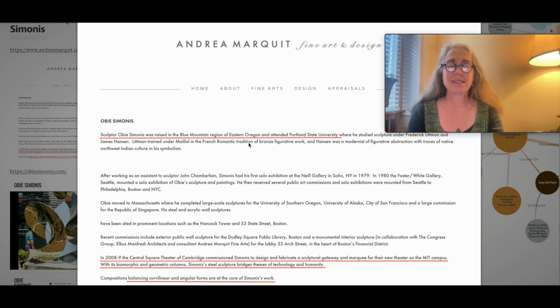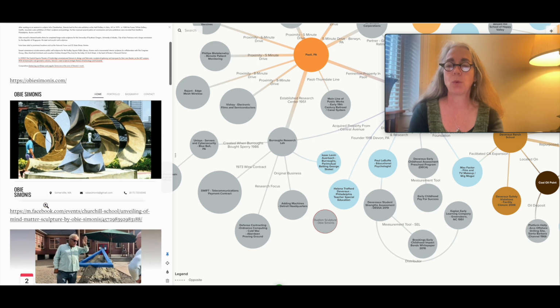And this gallery talks about him, Simonis, getting a commission in 2008 for the Central Square Theatre of Cambridge in Massachusetts to fabricate a sculptural gateway and marquee for their new theater on the MIT campus. So again, we've got theater and gateways and portals in MIT. And it talks about balancing curvilinear and angular form as sort of a focus of Simonis's work.